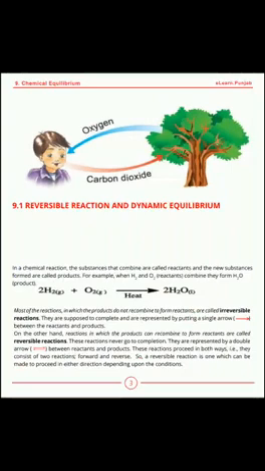Before starting the topic, we will see this diagram that Allah keeps equilibrium in the universe. We inhale oxygen and exhale carbon dioxide, but plants consume carbon dioxide and release oxygen.